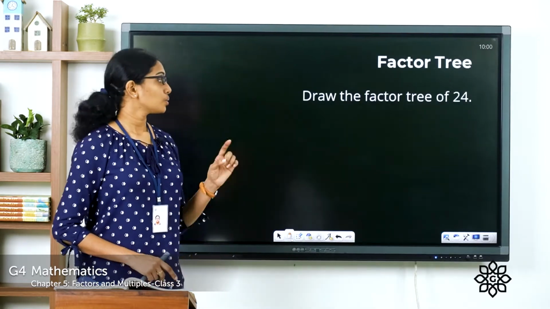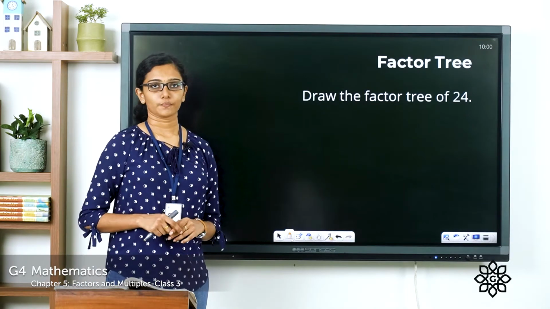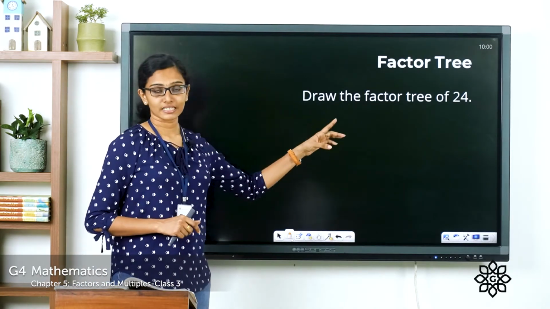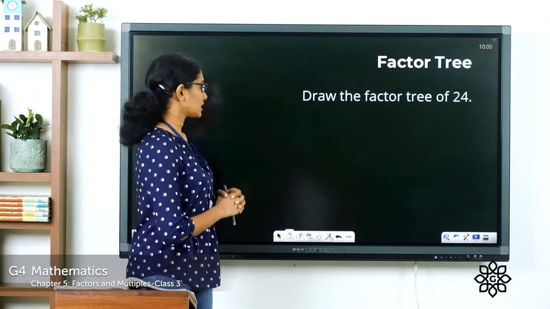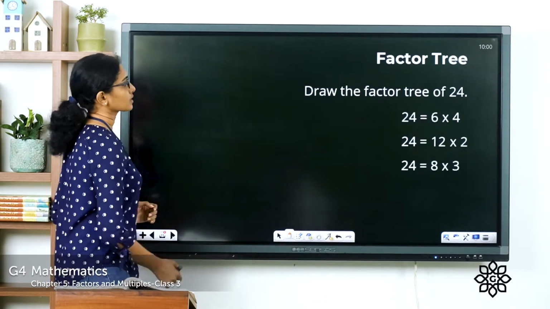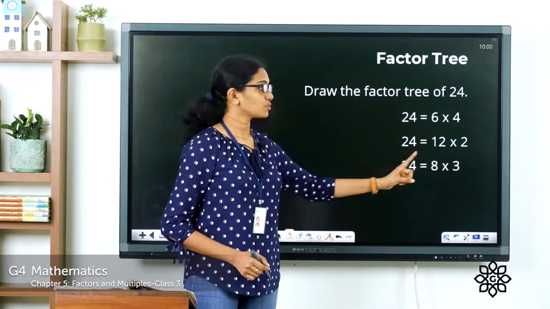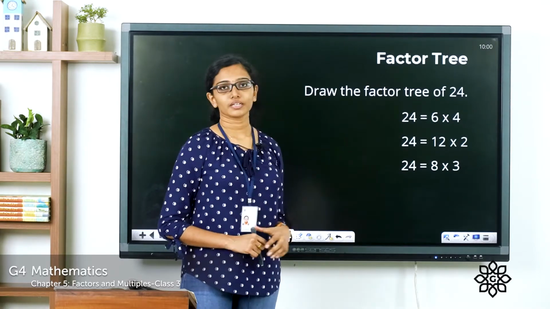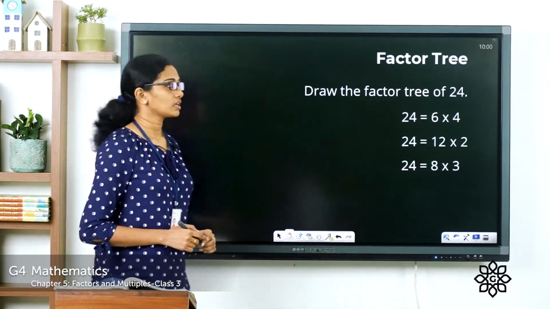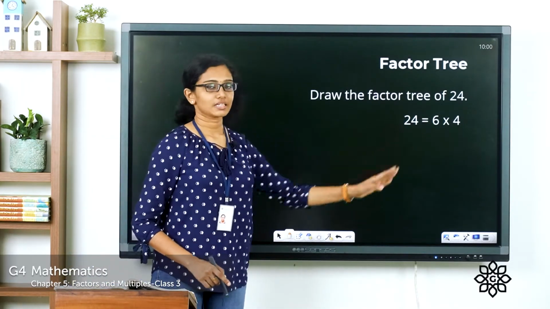Now, we'll see one example. Draw the factor tree of 24. So, to draw the factor tree, you have to know the factors of the given number. And we know 24 can be either 6 into 4, 12 into 2 or 8 into 3. Let's first consider 24 is equal to 6 into 4. Let's see how we can draw the factor tree based on this.